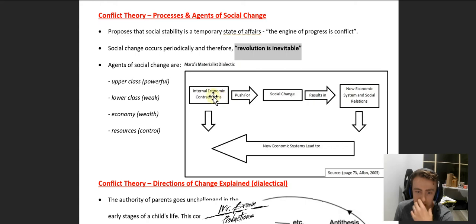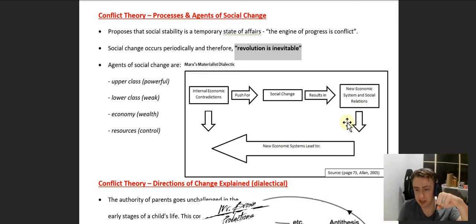So the idea is that you have internal economic contradictions, or some kind of contradiction. So for example, say the contradiction is that in America, all men are equal, right? Fight for independence, all that kind of stuff. Whereas in actuality, you had the white guy sitting up top and the black guy sitting down the bottom. So it was a contradiction, okay? So what ends up happening is that you push for social change, which then results in a new economic or a new system, i.e. black and white people are now equal in the eyes of the law. But then the idea is that that new system leads to conflict again, and then the cycle starts again.